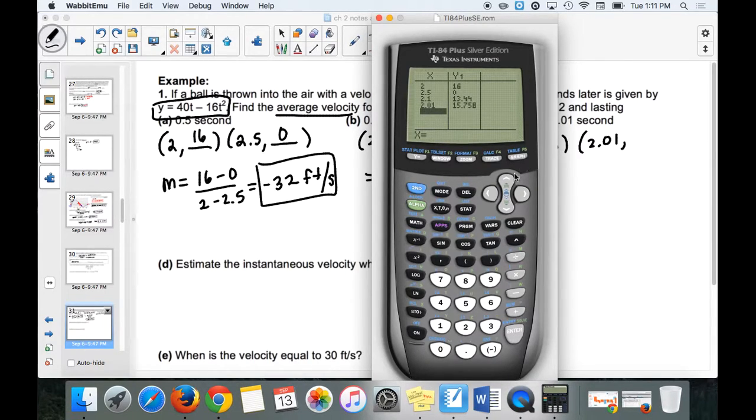So 15.758, but if you go over, you actually get more digits. So 15.758.4.